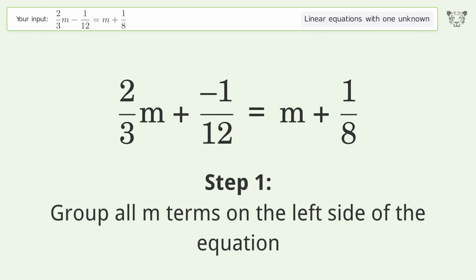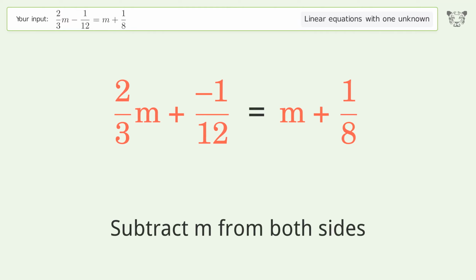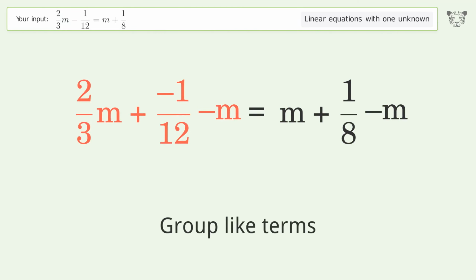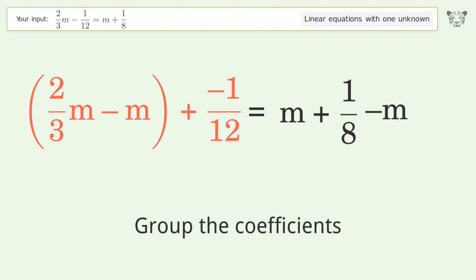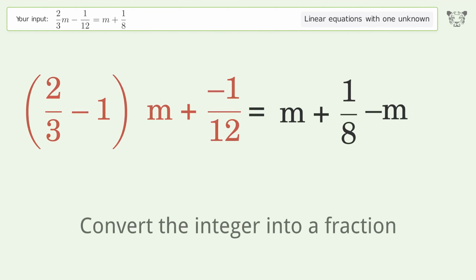Group all m terms on the left side of the equation. Subtract m from both sides. Group like terms. Group the coefficients. Convert the integer into a fraction.